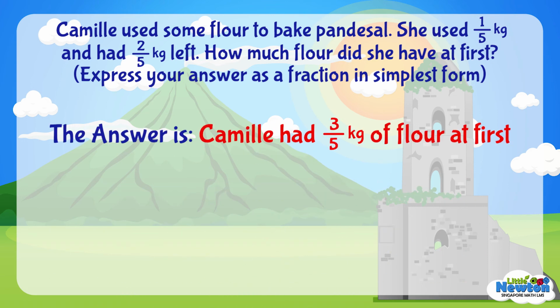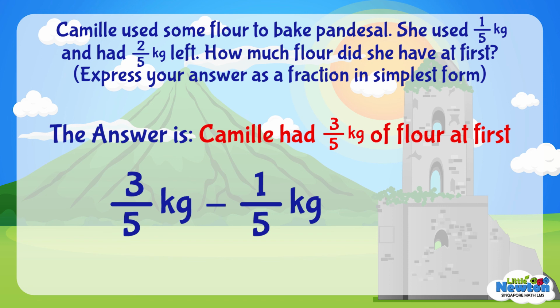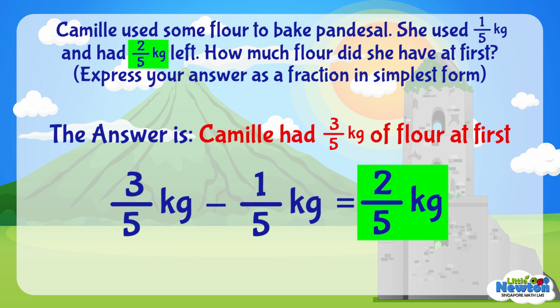From our answer, we know that Camille had 3/5 kilogram of flour at first. Is 3/5 kilogram a fraction in its simplest form? The numerator 3 and denominator 5 have no common factor other than 1. So yes, it is in its simplest form. To find the amount of flour Camille had left, we use 3/5 kilogram minus 1/5 kilogram equals 2/5 kilogram. This is consistent with the value given in the question, therefore we know our answer is correct.